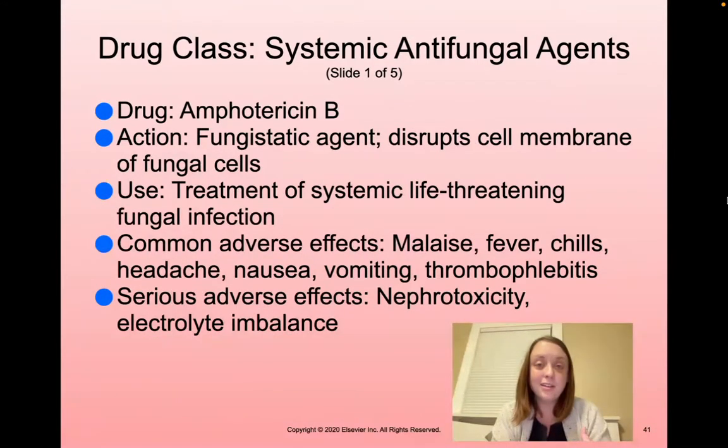Less common than those skin fungal infections are systemic fungal infections. But when these systemic fungal infections happen, they can be serious. So we do have some systemic antifungal agents we can use. The first one is called amphotericin B, and this is a fungostatic agent. It disrupts cell membranes of fungal cells. So this treatment is for systemic life-threatening fungal infection. That's where you're going to see it. Common adverse effects from this drug include malaise, fever, chills, headache, nausea, vomiting, and thrombophlebitis. Some serious adverse effects that can happen are nephrotoxicity and electrolyte imbalance.